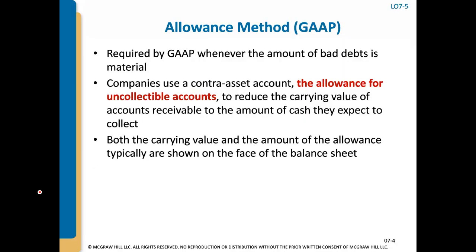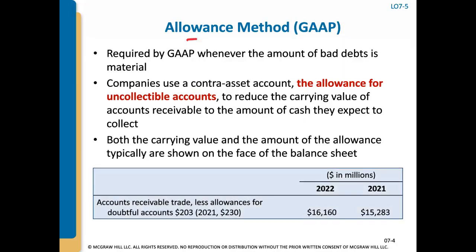And so that brings us to the allowance method, which is what is required by GAAP. The way we do this is we introduce another contra account, and this time it's a contra asset account called the allowance for uncollectible accounts, more commonly known as the allowance for doubtful accounts. That's what you'll see in a lot of financial statements. The allowance for uncollectible accounts or allowance for doubtful accounts, it's the same account, and it's a contra asset account to the accounts receivable.